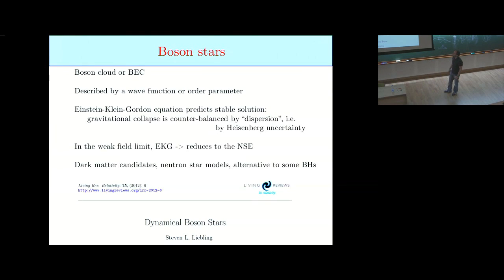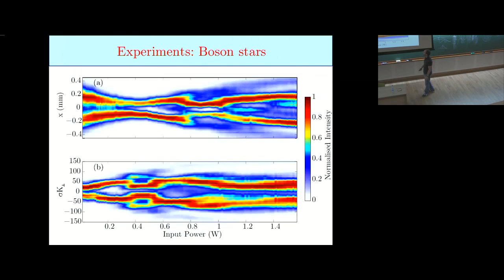Boson stars are candidates for dark matter, for example. They're also very often used as models for neutron stars. People believe that there's a large component in neutron stars that is composed of a BEC or a superfluid. And some believe that there might be an alternative explanation to at least some of the black hole objects that we can observe out there. If you're interested in this, have a look at this review paper.